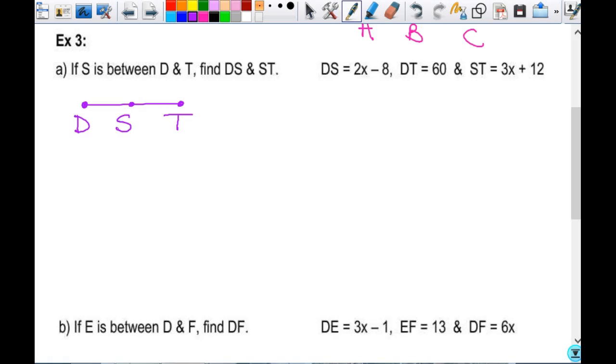Find the length of DS and length of ST. Then we have all this stuff over here that we need to label. It says the length of DS is 2x minus 8. The length of DT, this whole thing, is 60. And the length of ST is 3x plus 12. Okay.